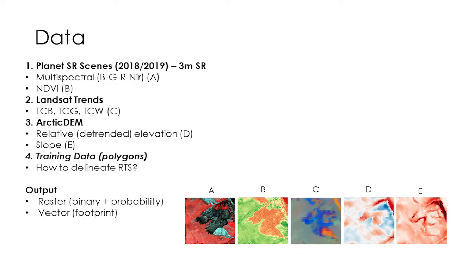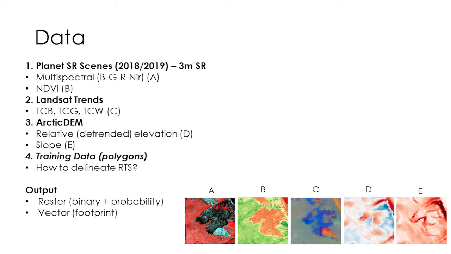Now let's come to the data that we used. We used mainly Planet surface reflectance scenes from 2018 and 2019. They have a spatial resolution of 3 meters and contain 4 bands, which you see here on panel A, so they are multispectral in blue, green, red, and near-infrared. Here on the bottom you see an example of a thaw slump in the Horton region, which is pretty big, in a color infrared image.